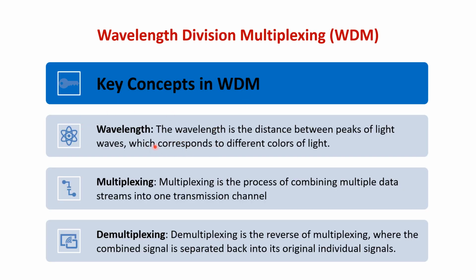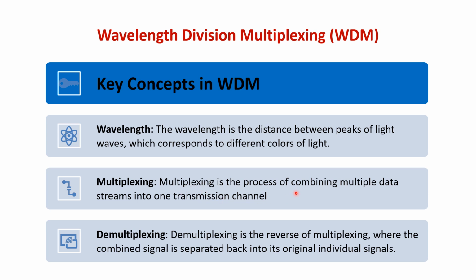In fiber optical communication, light waves are used to transmit information. Each signal in WDM is assigned a specific wavelength or frequency, which corresponds to a specific color of light. These different wavelengths are then multiplexed to travel together down a single fiber.